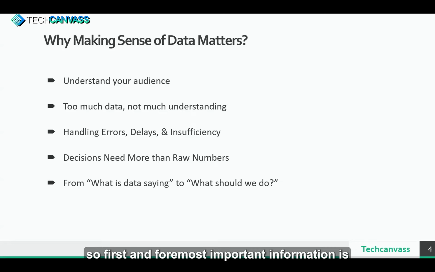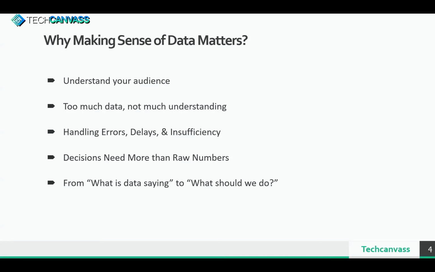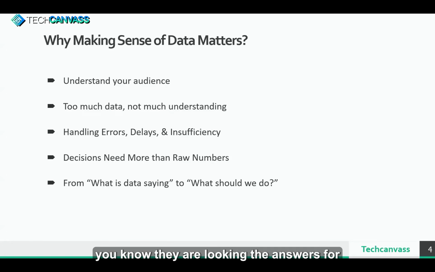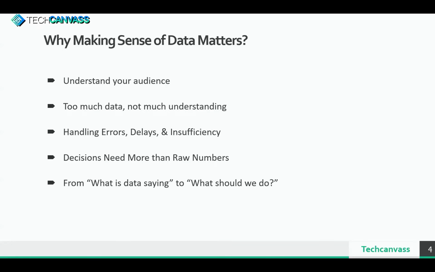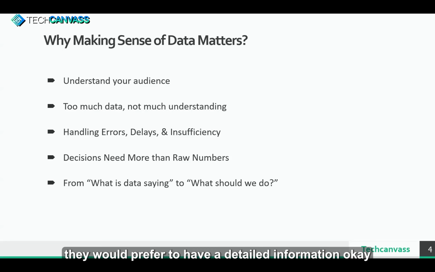So the first and foremost important requirement is to understand our audience. So who is our audience? What do they want? What are the questions they are looking for answers to from you, and what they want to target is very important to understand. If your audience is team leads or project managers, they would prefer to have detailed information.